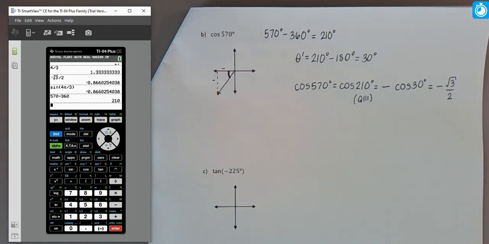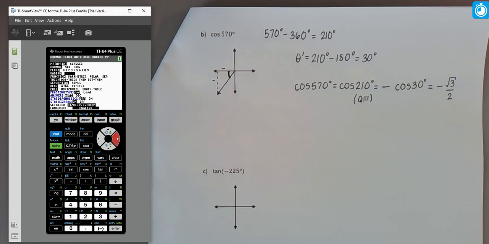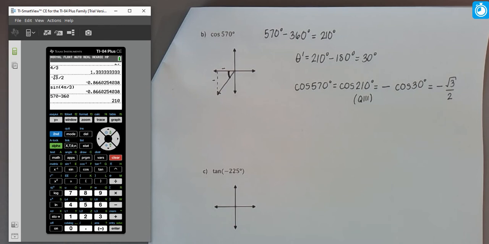Let's verify that as well. So remember, go to your mode. If you've already used radians, you need to go back to degrees. So convert to degree mode. What is the cosine of 570 degrees? Let's see.